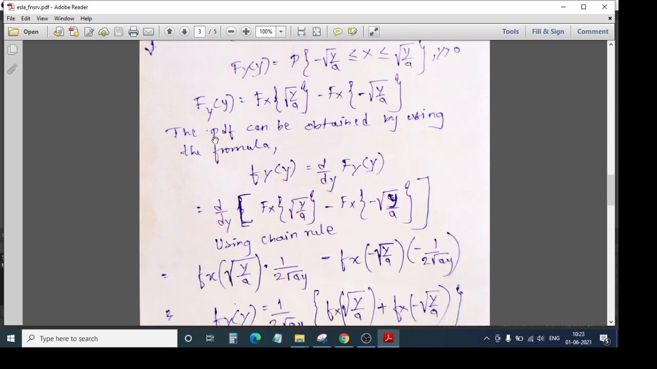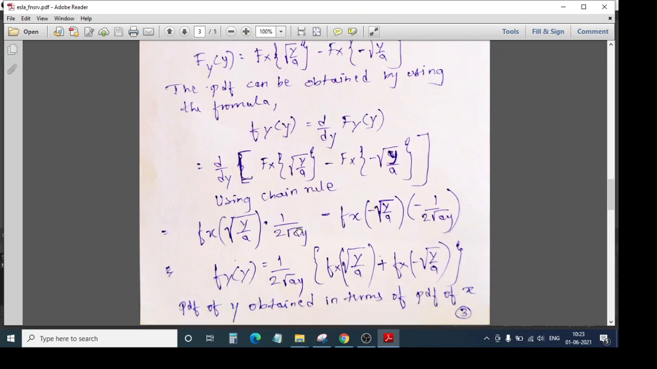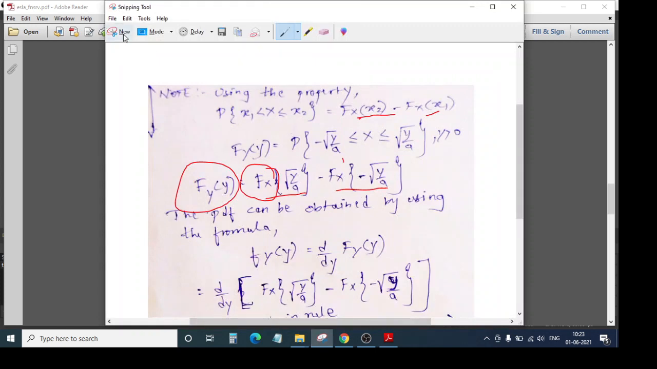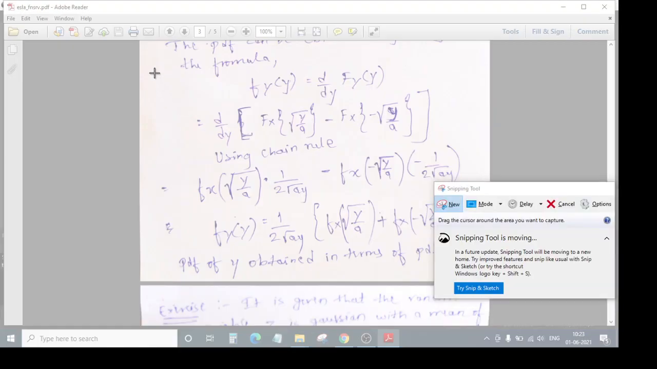PDF can be obtained by differentiating its CDF. You can see here d by dy of Fy. We already know Fy of y, which is nothing but this equation. You substitute this equation here, again using chain rule, friends. Don't get confused here, just the terms are more. First we'll differentiate the first term, next we'll differentiate the second term. We'll see that now using your chain rule.